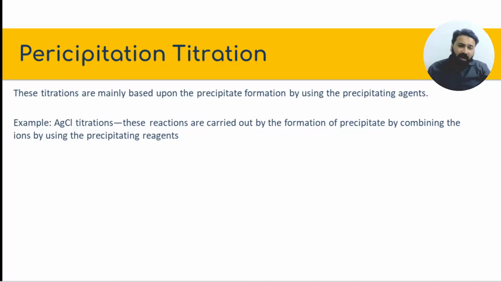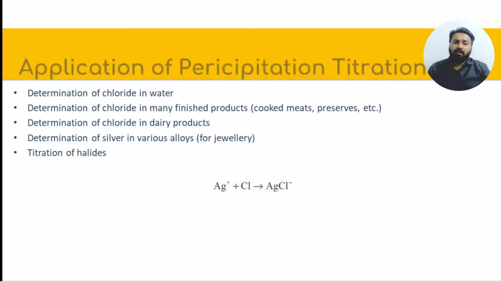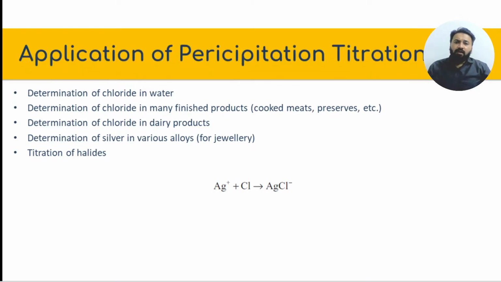Now the application of precipitation titration is the determination of chloride in water. Determination of chloride in many finished foods like cooked meat, preserves, etc. And determination of chloride in dairy products, and determination of silver in various alloys, for example jewelries, and also the titration of halides.